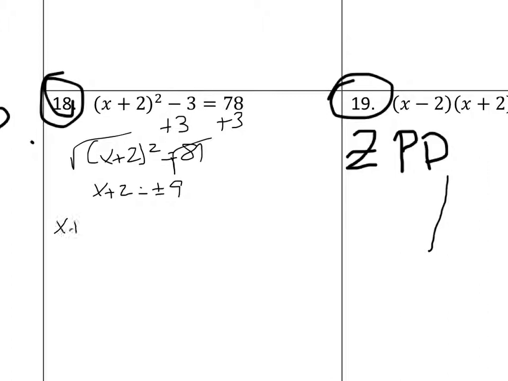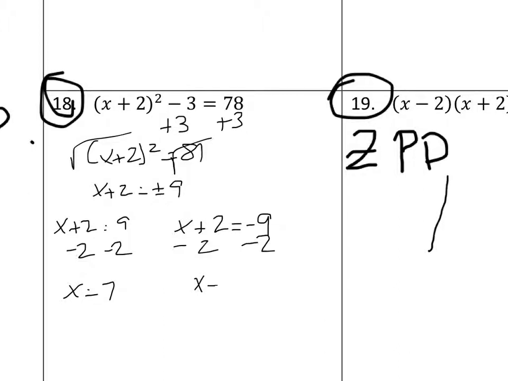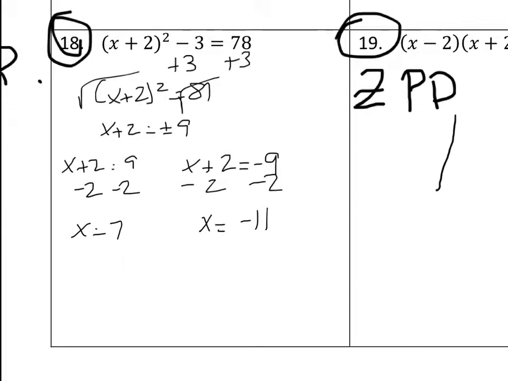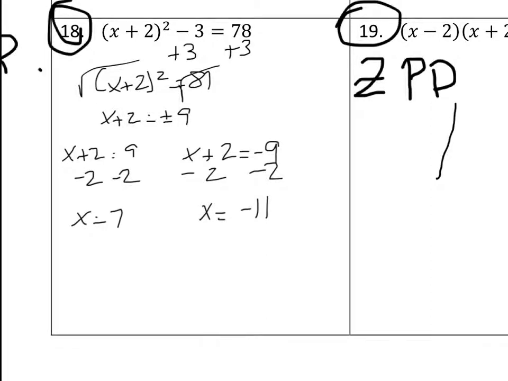And now I can set up my 2 equations. Equal to positive 9, equal to negative 9. So let's subtract 2 from both sides. And I get x equals 7, x equals negative 11. Now I'm going to write them in x-intercept form because I know what's happening on the next page here. So it's 7, comma 0, and negative 11, comma 0.